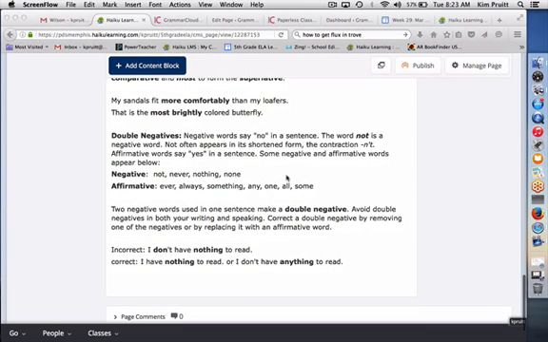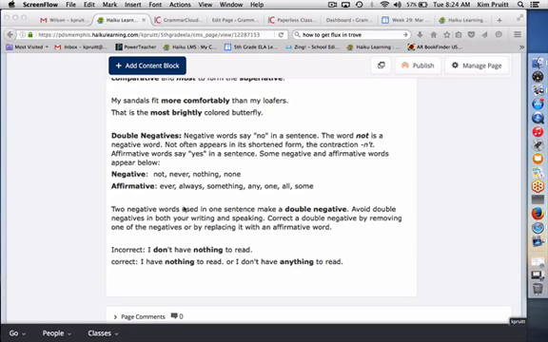Now the last section is over double negatives. Negatives say no in a sentence. So the word not is a negative word. Not often appears in its short form in a contraction with apostrophe T. Now, affirmative words say yes in a sentence. So some negative and affirmative words are right here so that you can become familiar with them. So we've got negative: not, never, nothing, none. And affirmative: ever, always, something, any, one, all, and some. It would be a good idea to become familiar with these.